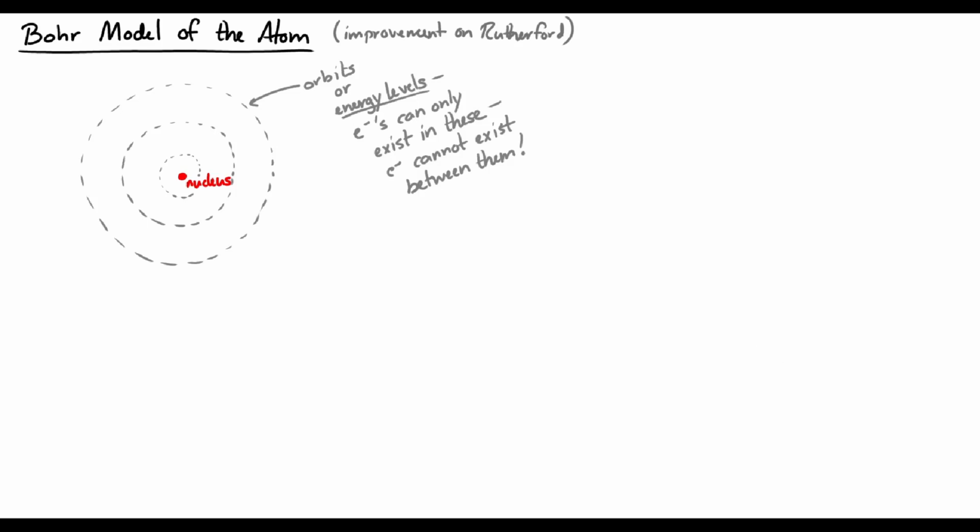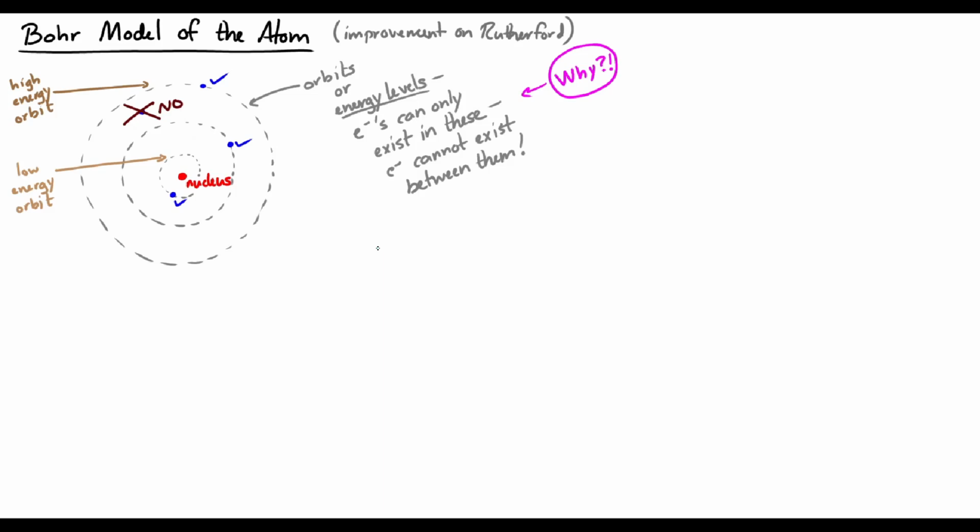Now, why is that true? It wasn't known at first. This was just proposed to explain the observations. Because in this situation, the low energy orbits are closer to the nucleus, and the high energy orbits are further out. So an electron could exist here, it could exist here, it could exist here, but it cannot exist here. Not allowed.